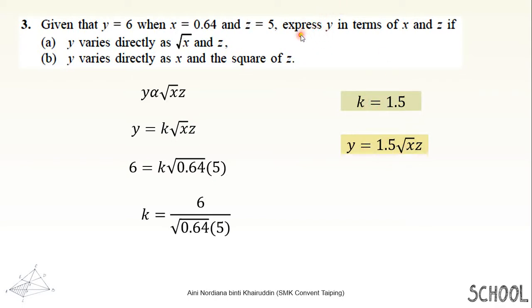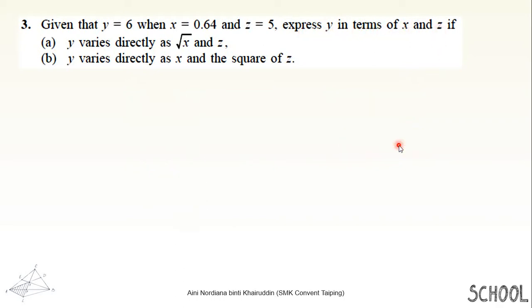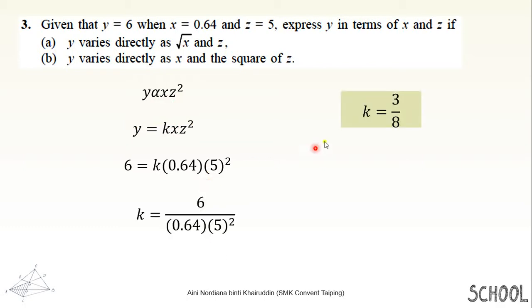We answer the question here, express Y in terms of X and Z. So for 3B, Y varies directly as X and the square of Z. So this is in relation form. Y varies directly as X and the square of Z. So this is in equation form. Substitute the value of Y, X and Z, and then you will get the value of K. Substitute back into the formula. So this is the answer. Y equals to 3 over 8 square root of X, Z.